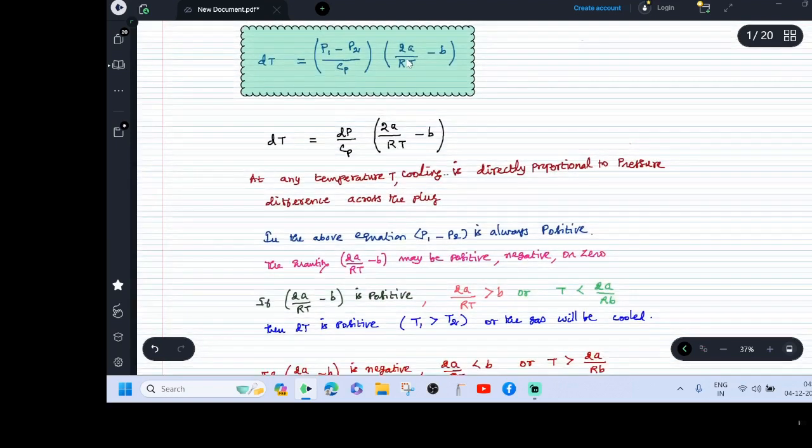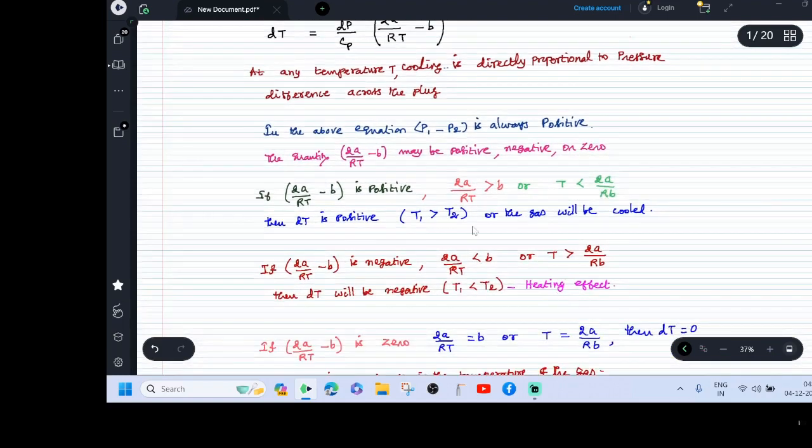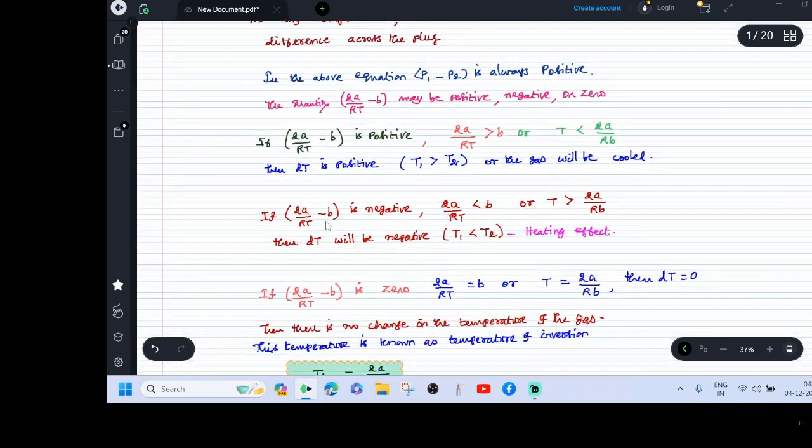Suppose 2a/RT minus b is positive, the quantity 2a/RT is greater than b, or T is less than 2a/Rb. Under this condition, the value of dT is positive, then cooling will take place since T1 is greater than T2. If 2a/RT minus b is negative, 2a/RT is less than b, or T is greater than 2a/Rb. Now a heating effect takes place because the value of dT will be negative, then T1 is less than T2.